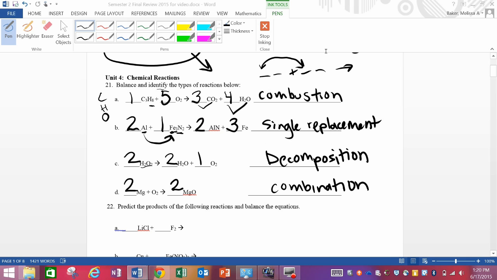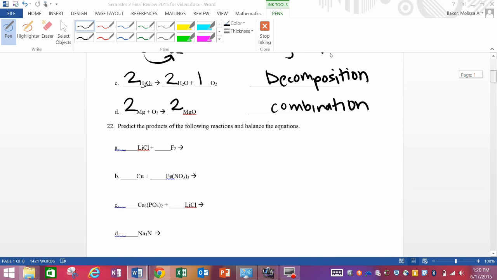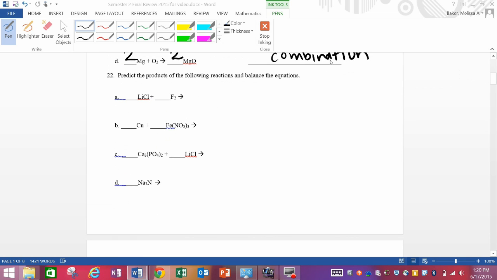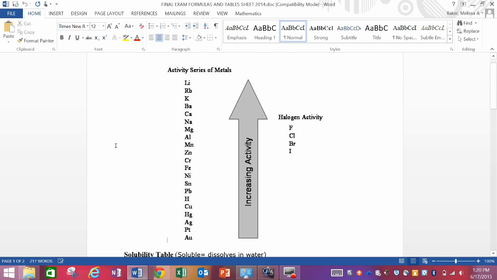Then we take it up a notch in number 22, because after we predict the products, then we're going to balance the reactions. So this is one thing trying to kick out one thing. And how do you know which it's going to try to kick out, the Li or the Cl? Well, you need to refer to your activity series. Notice here that Li is on the metals side. Metals can only kick out other metals, and only if they're above it on the list. So Li can kick out anything. Gold cannot kick out anything.